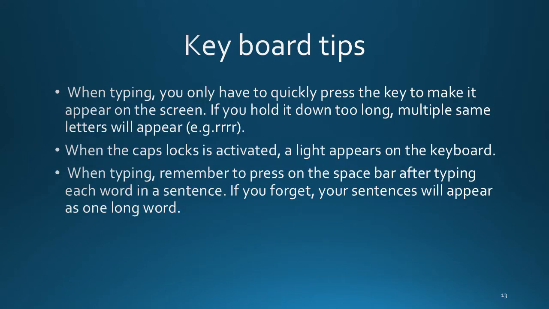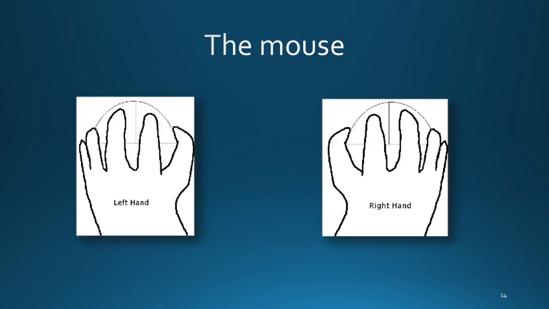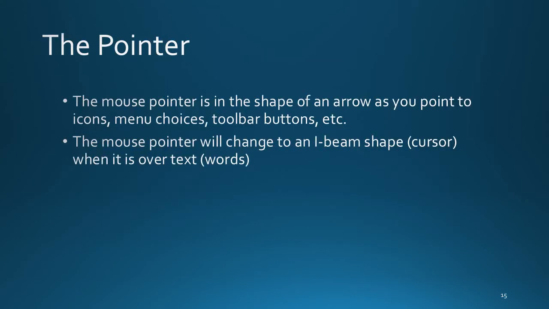Keyboard tips. When typing, you only have to quickly press the key to make it appear on the screen. If you hold it down too long, multiple same letters will appear, for example, like triple R's. When caps lock is activated, a light appears on the keyboard. When typing, remember to press the space bar after typing each word in a sentence. If you forget, your sentence will appear as one long word. This next slide will show you the mouse, and how to accurately position your hands on it.